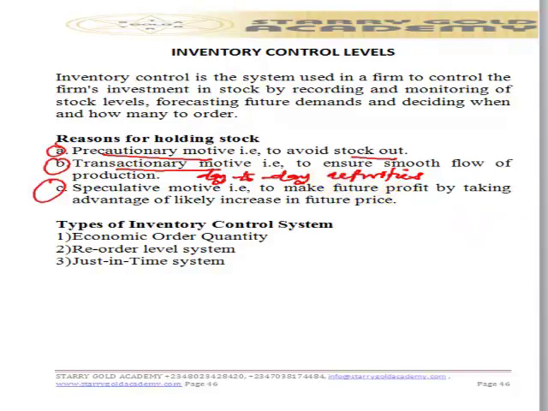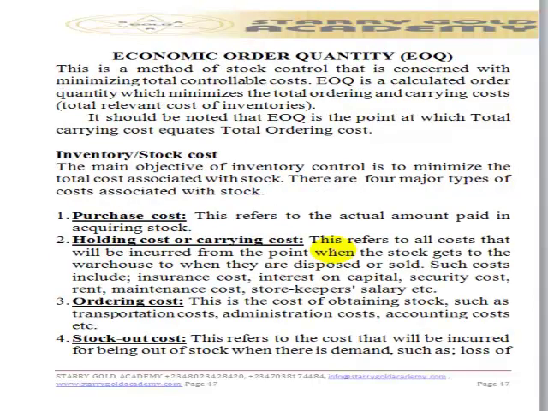shortage of materials. Now we have different types of inventory control system. The various ways inventory are controlled. One, the economic order quantity, which has to do with the quantity to order, the reorder level, when to order, and just in time, how. So I can talk about when, why, and how probably.